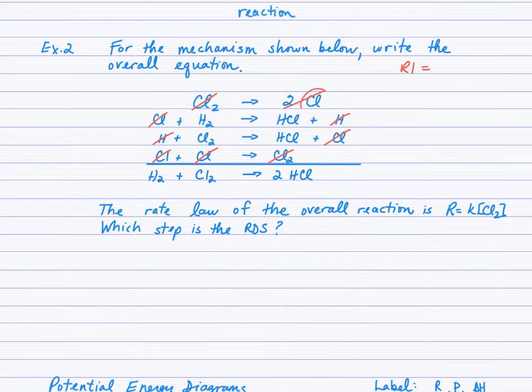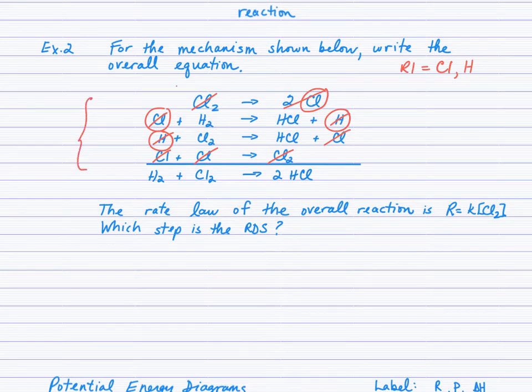Hopefully you're thinking of the free chlorine atoms that were produced in the first step and then subsequently consumed, used up in another step, as well as the free hydrogen atoms that were produced in the second step and then consumed in the third step. Okay, so we have our 4-step mechanism.